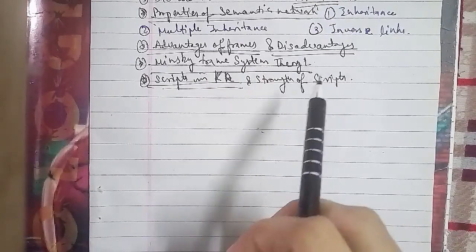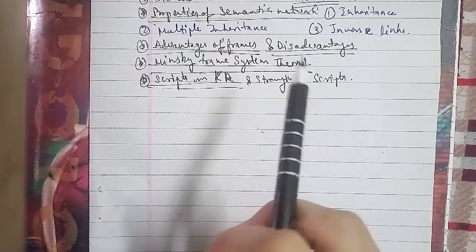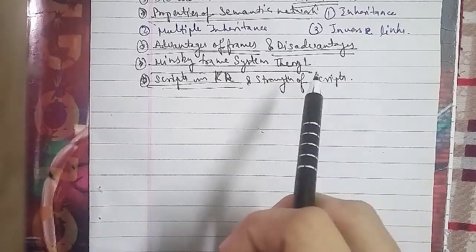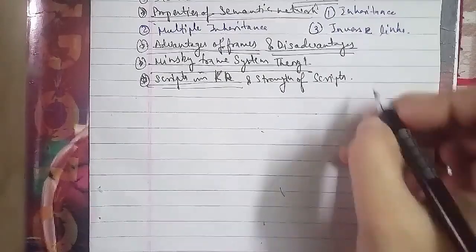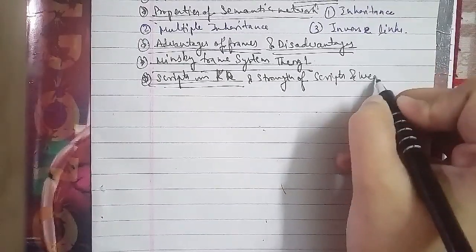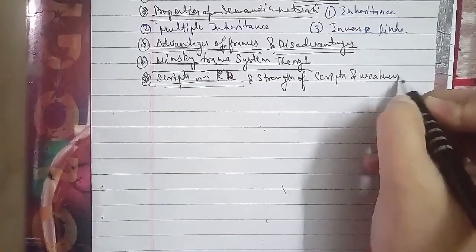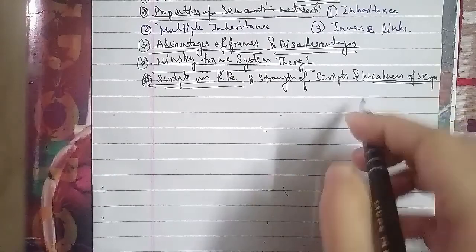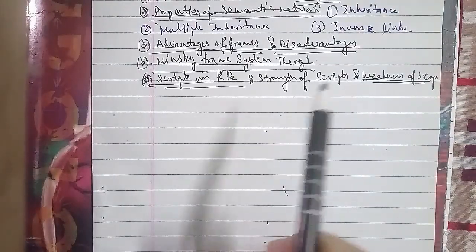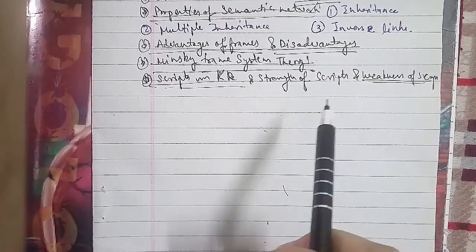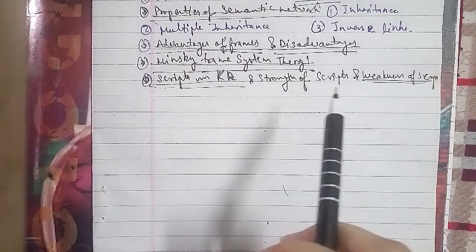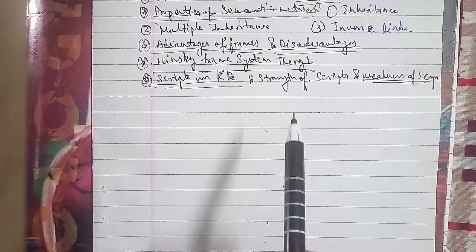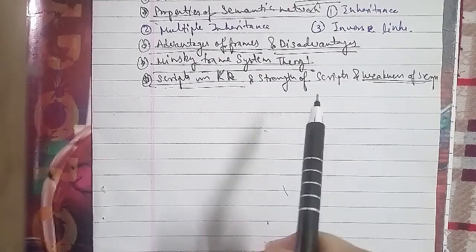Now we'll go ahead with the weakness as well. The weakness of scripts is that scripts only account for detail in a restricted domain, so they do not apply everywhere, which is not likely as well. And now we'll go ahead to discuss probabilistic reasoning, that is, what is probabilistic reasoning? These have all been asked as 2 marks memory based questions here.